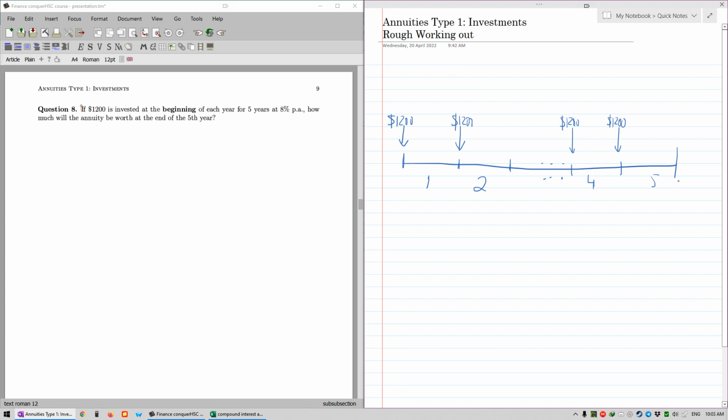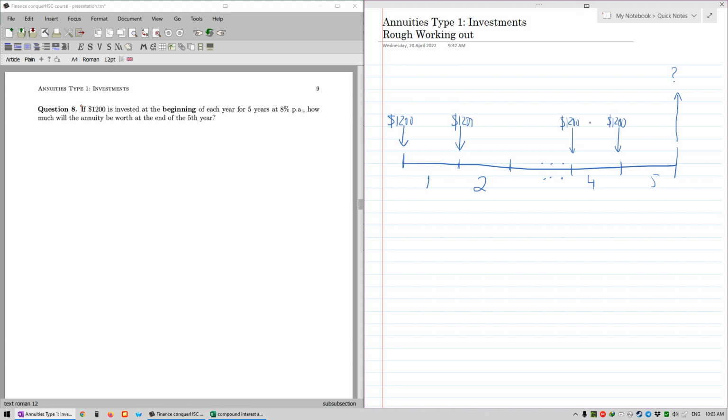At the end of the 5th year, there's no money coming in, because we want to know how much the annuity will be worth at the end of the 5th year. So at the end of the 5th year is when we're taking the money out, so to speak. That's when we want to know how much the annuity is worth. Okay, so now that we have done this, make sure you understand what we have so far.